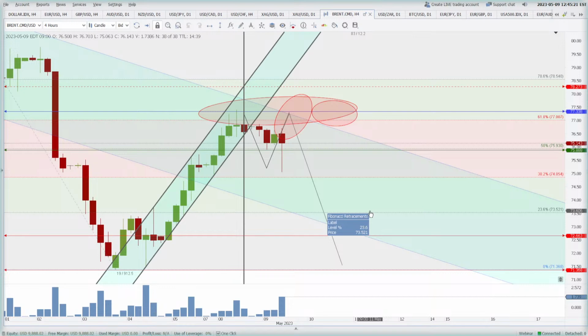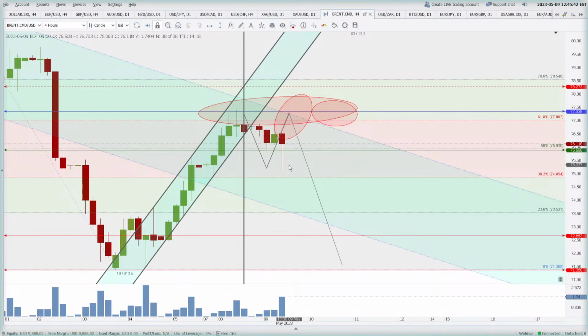But yes, on the lower side I can see, at least on the 4 hour, somebody is trying to act as a buyer and is pushing the price above the 50% level of the previous fall, which is 75.88. If this buying continues, the price can go towards 77.33.